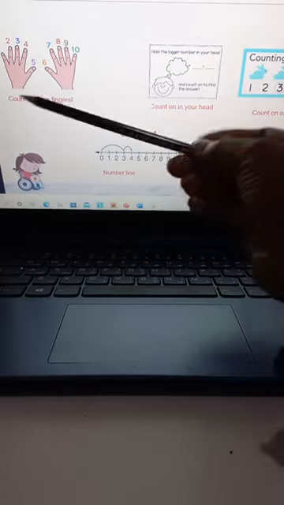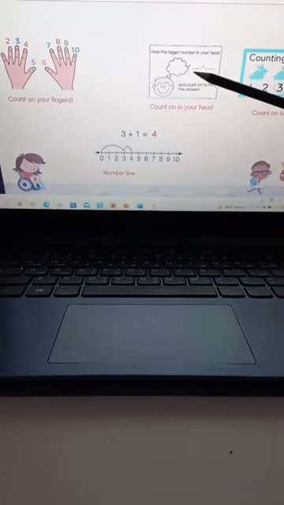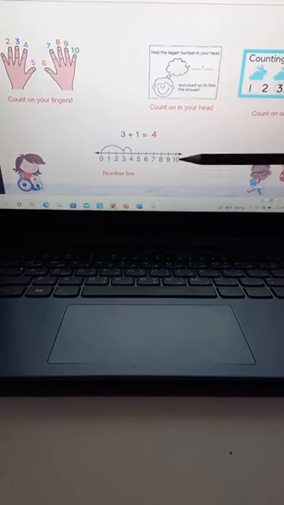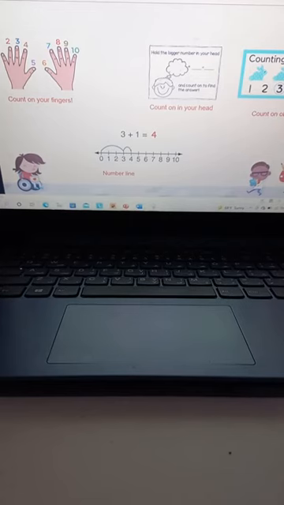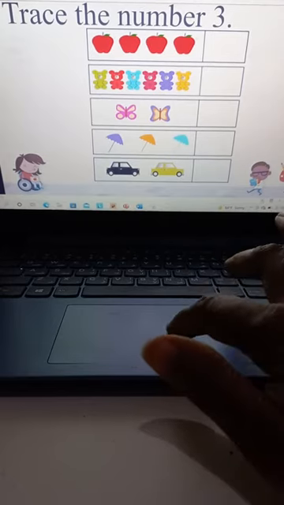So here we have different ways of counting. We can count with our head. We can count with objects. We can count with the number line. Of course, we did number line in class, and I know all of you still remember how to use our number line.